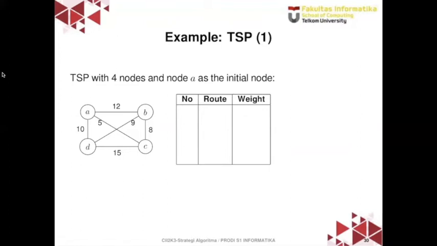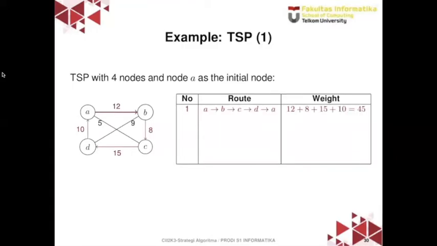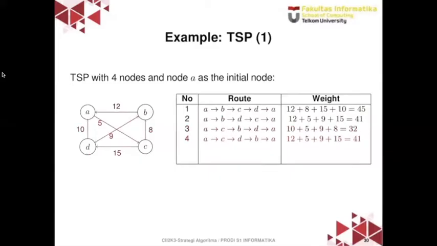So here's the example for TSP with four nodes and node A as the initial node. Here we need to find all possible routes we may have as the solution, and we need to find the weight or the total distance of each route. The first possibility is route A to B, C, D, A, which has the total weight of 45. And then this route A, B, D, C, A with total weight of 41. And then A, C, B, D, A with total weight of 32.